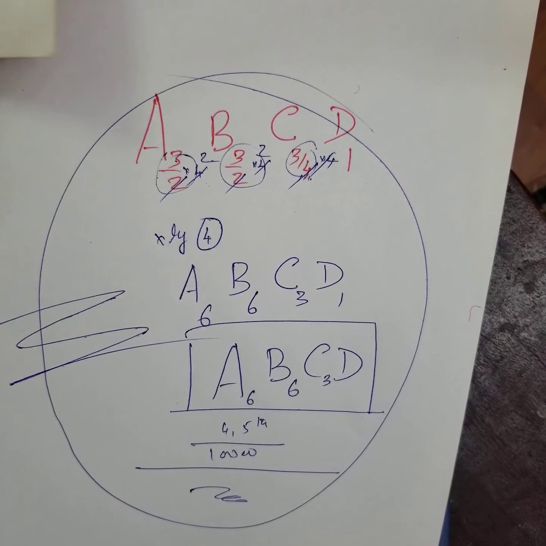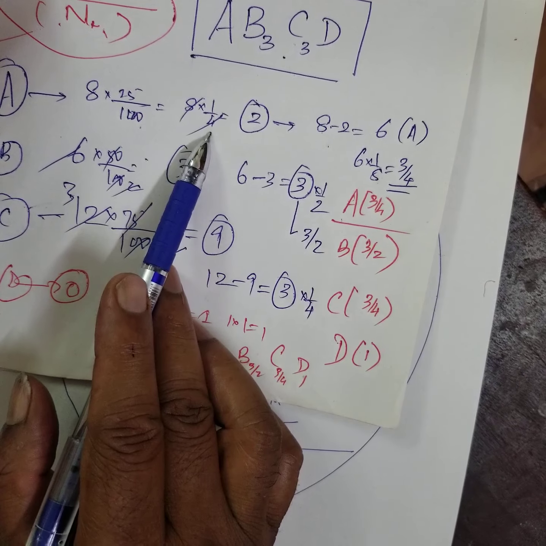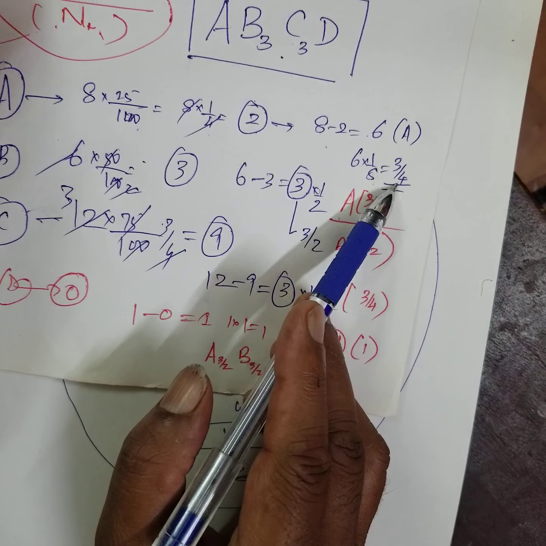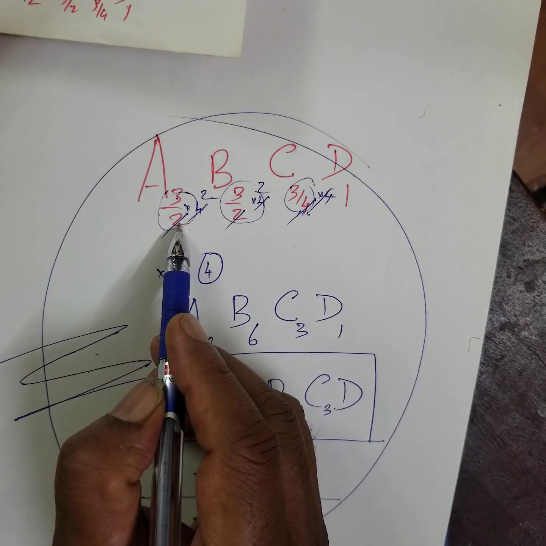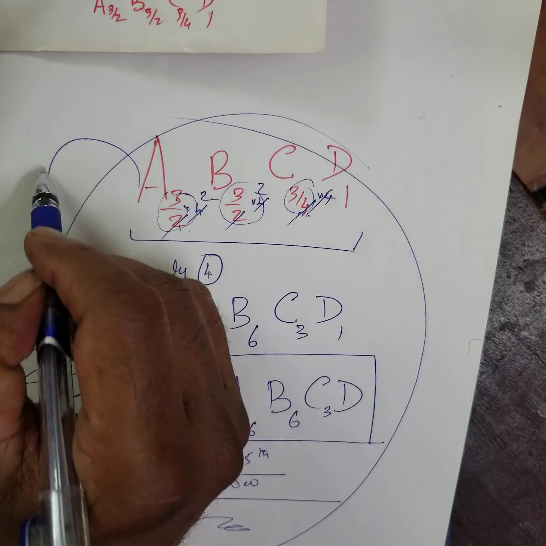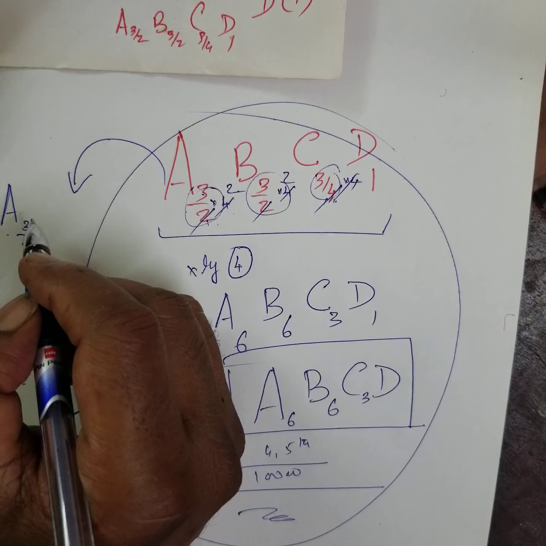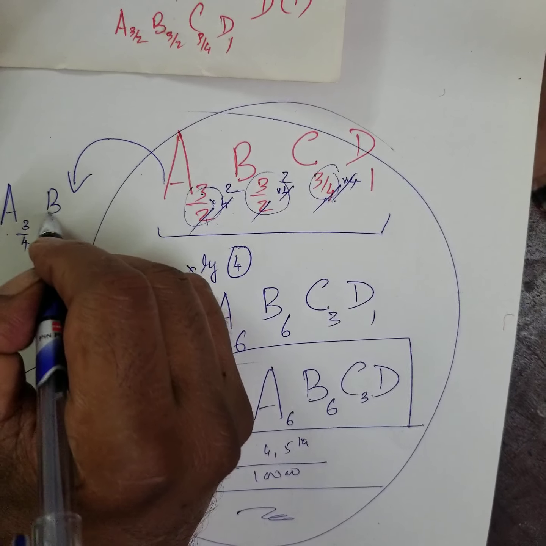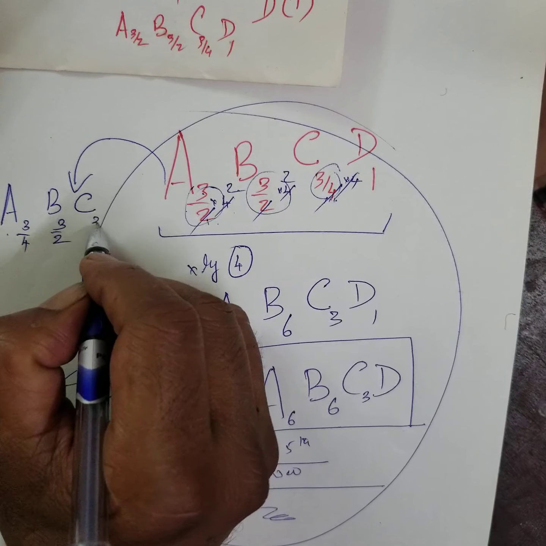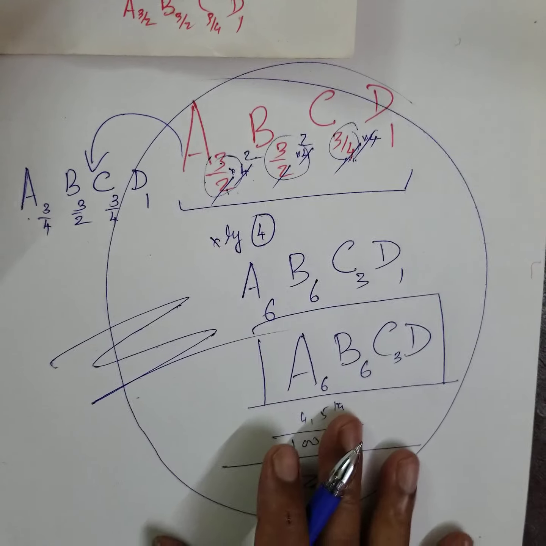Carefully you see. What is this? 25%, 8 by 4, 2. Therefore, 6 by 8 is 3 by 4. But what I copied here, 3 by 2, in urgency. If you are under tension, this is purposely I have done. Right? A, 3 by 4. Then again B, 3 by 2. C, again 3 by 4. D, 1. Is it clear?